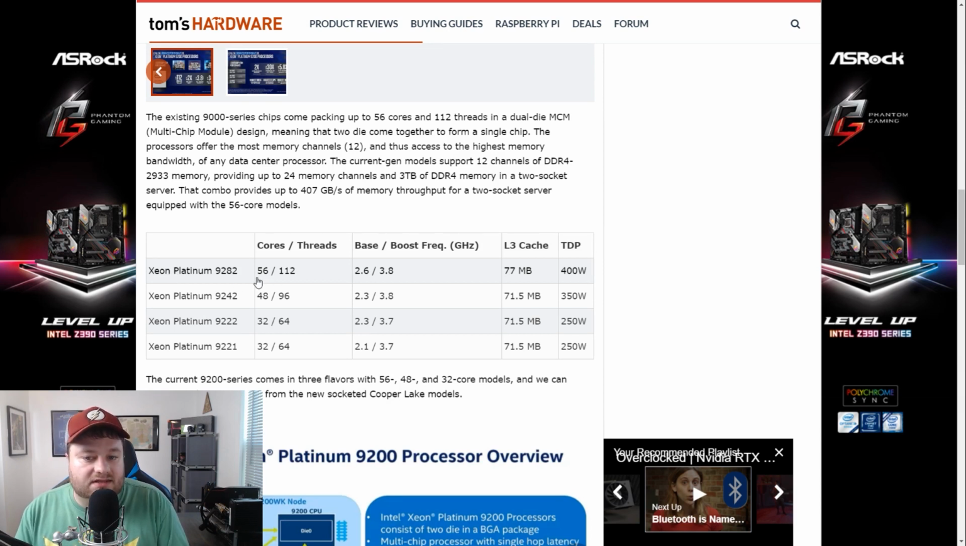You can see that they do have a 56 core already, but once again, this is a socketed CPU, that's the difference, and we'll probably be able to expect about the same frequencies, so the base clock of 2.6 GHz with a boost of 3.8.